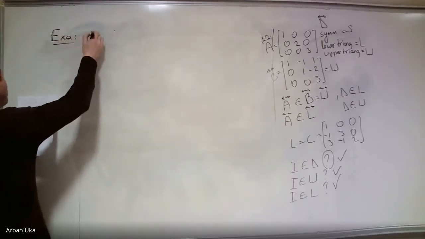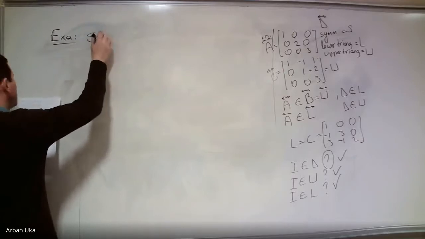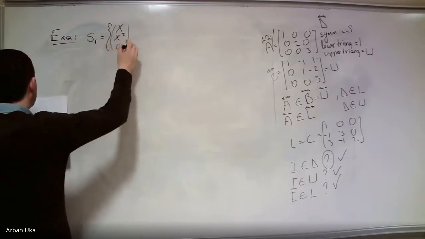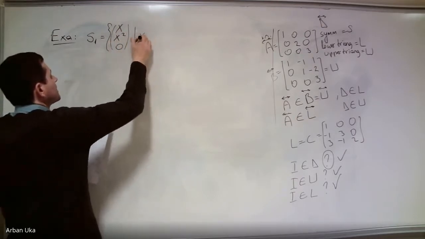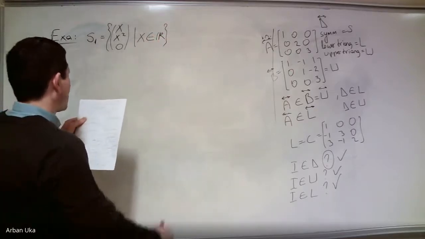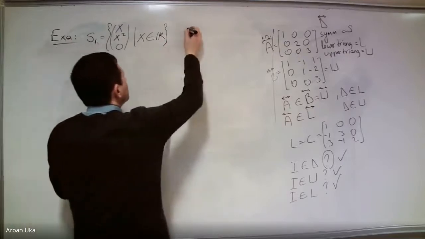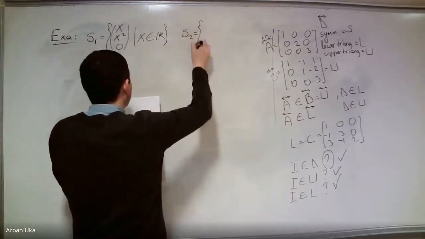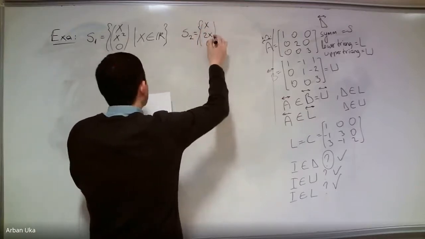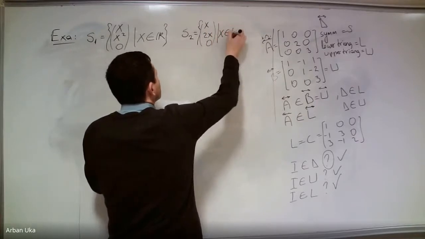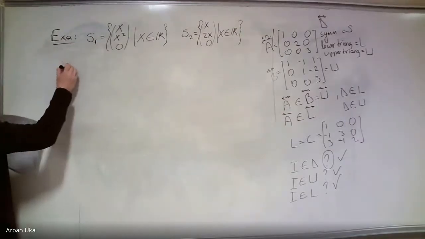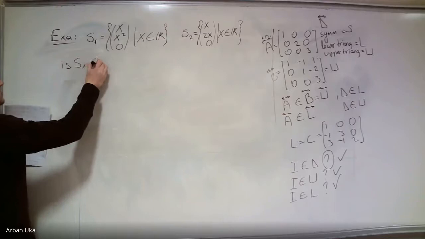Let's see an example. Let's assume that we have a space S1, which is defined as (x squared, x, 0), such that x is an element of the real numbers. And we have another vector space S2, which is composed of (x, 2x, 0), such that x is an element of R. Now, the question is this: is S1 a subspace of R3?